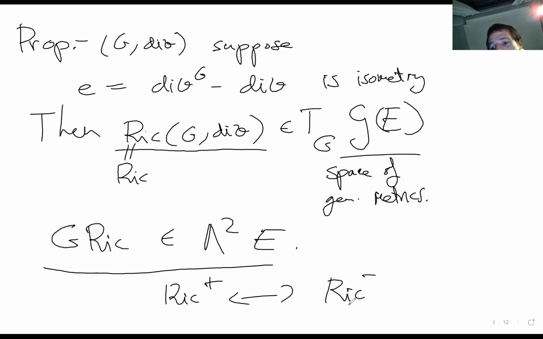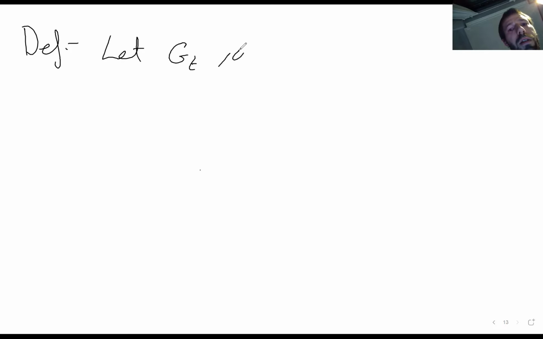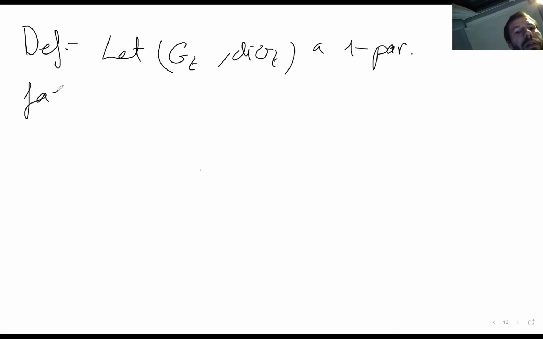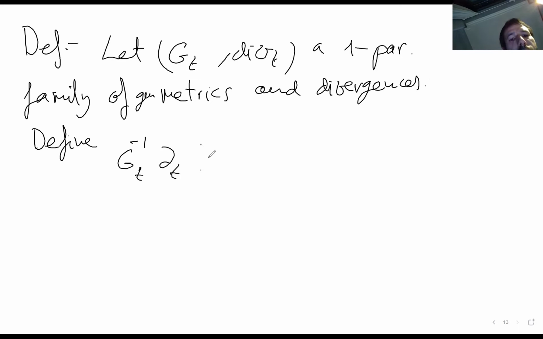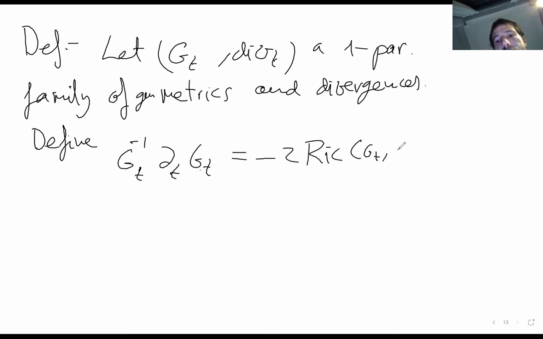And with this, we can define a generalized Ricci flow as follows. Definition: let G_t be a one parameter family of generalized metrics, and divergences. Then I define a flow, which is generalized Ricci flow with divergence, as follows: G^{-1} ∂_t G_t = -2 Ricci(G_t, div_t).